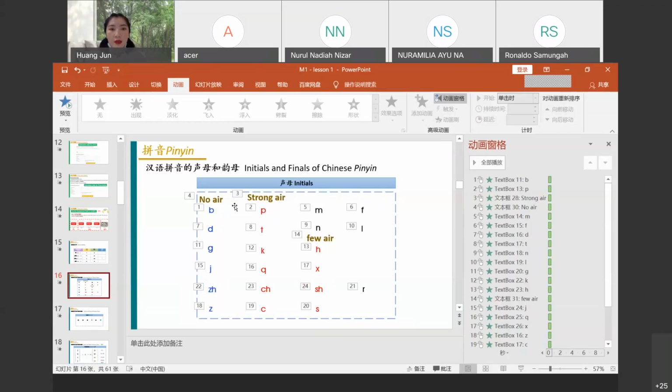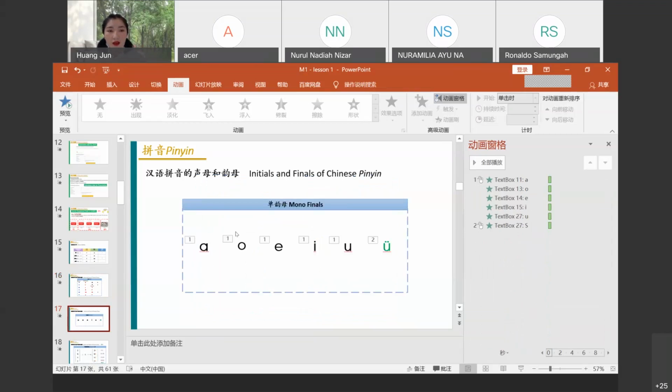So these are the initials. I already uploaded the MP3 for how to read every initial in the WhatsApp group. You can download it from our online learning, and you can also find it in our WhatsApp group. Make sure every time you practice, as I told you, put your hand in front when you read it.